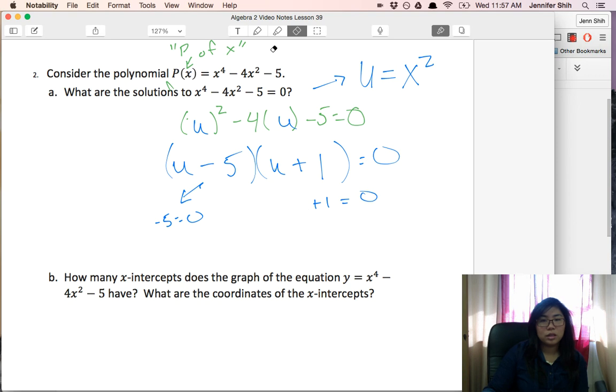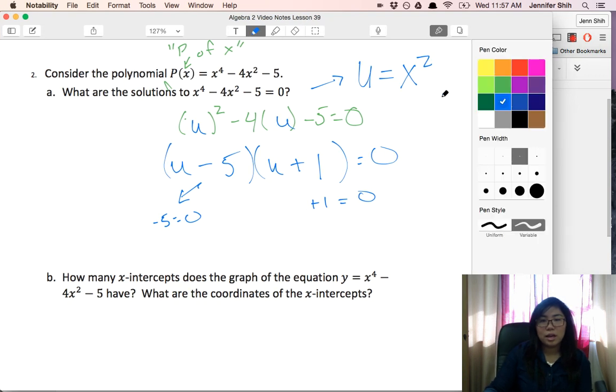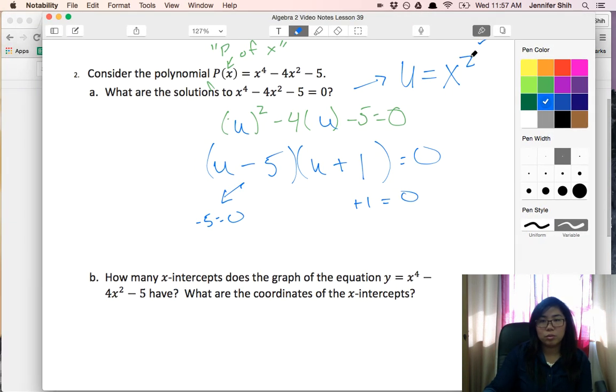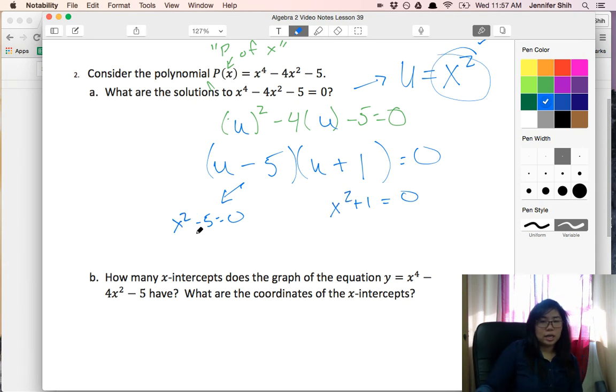u is going to be x squared. So I have x squared and x squared. Now let's solve. x squared is equal to 5. Take the square root of both sides. I get x is equal to positive and negative root 5.